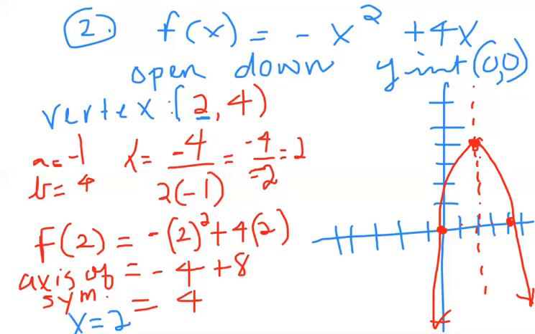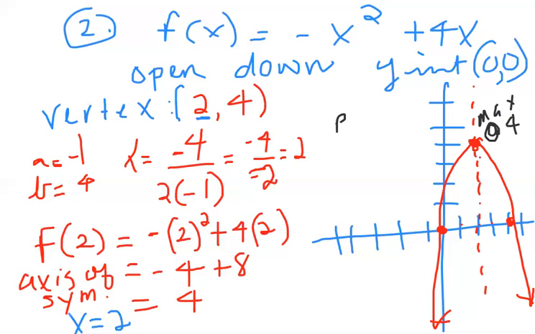Not bad. Okay, so additional questions. Does this one have a max or does it have a min? Since this graph is opening down, there would be a max value. And what would be the max value? The y value at the vertex. What's the y value of the vertex? Positive 4. Next, the domain, we know what it is.